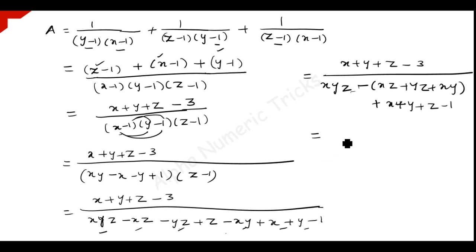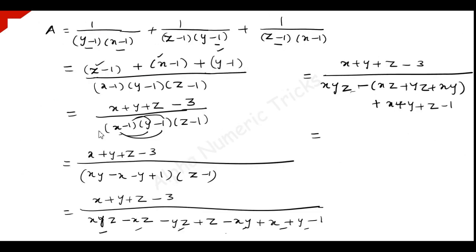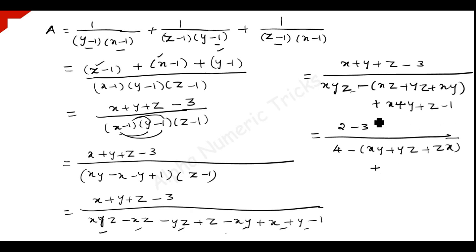Okay. So you know from the given problem that x plus y plus z is equal to 2 and xyz is 4. So we have to substitute this. x plus y plus z is 2, minus 3, divided by xyz is 4, minus of xy plus yz plus zx. This is the term we have here, and plus x plus y plus z value is 2, minus 1.